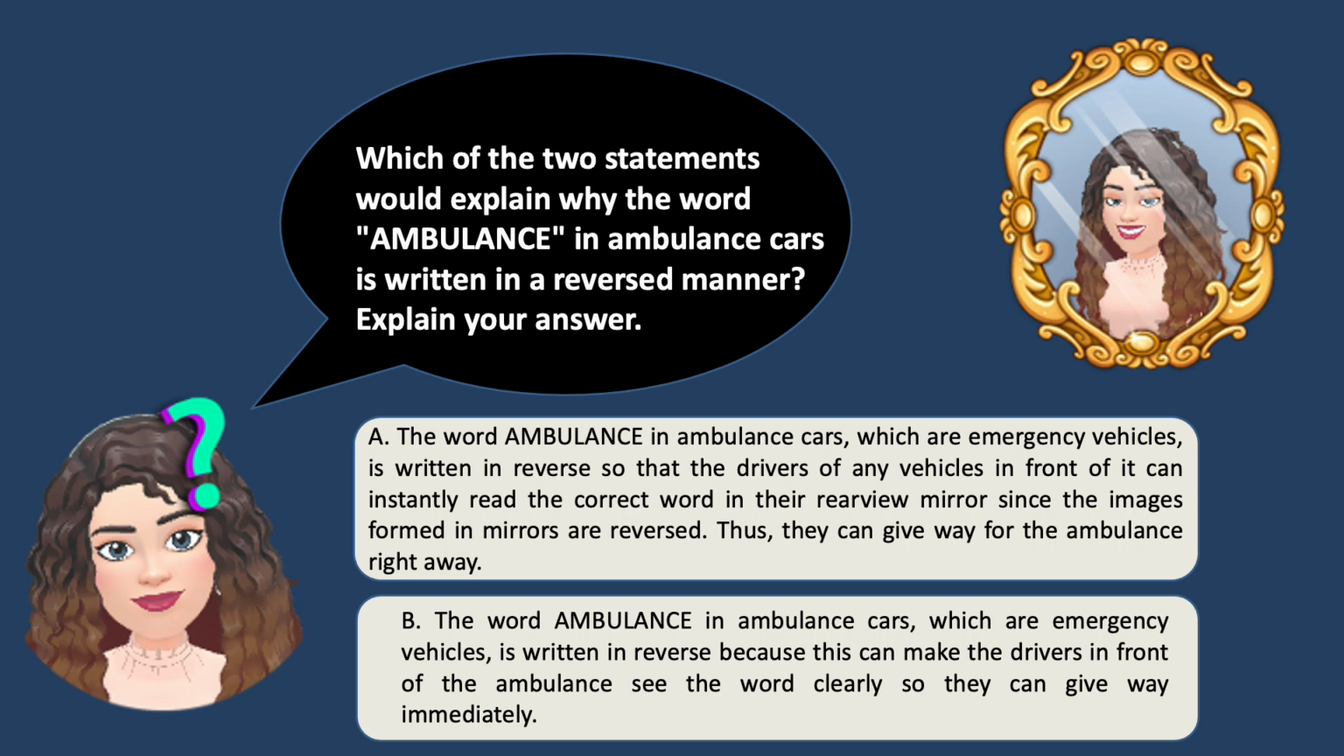The word ambulance in ambulance cars, which are emergency vehicles, is written in reverse so that the drivers of any vehicles in front of it can instantly read the word correctly in their rear view mirror, since the images formed in mirrors are reversed. Thus, they can give way for the ambulance right away. Or letter B, the word ambulance in ambulance cars, which are emergency vehicles, is written in reverse because this can make the drivers in front of the ambulance see the word clearly so they can give way immediately.